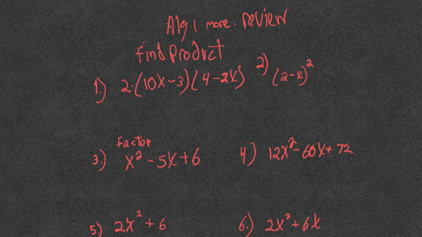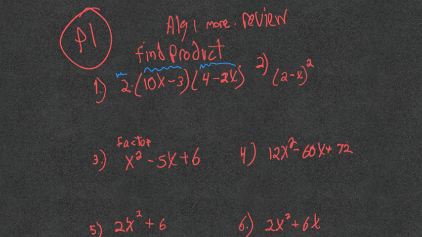So this is part one of a review of simple algebra. The first one says find the product. To find the product, we have three terms here. The first term is here, the second term is here, and the third factor is here. So we have three factors to multiply together.